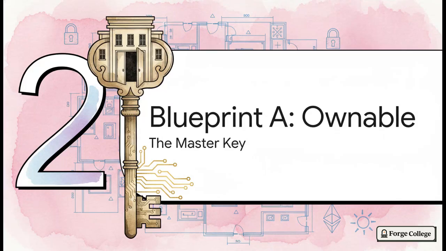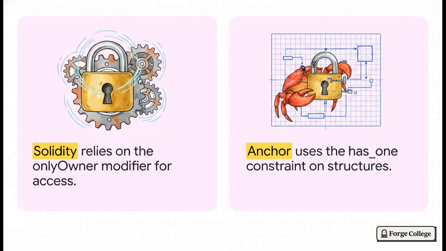Moving right along to Section 2, let's look at Blueprint A. This is the Ownable pattern, which is basically like handing over the master key. Now, what's really fascinating here is the architectural difference. On the Ethereum side, Solidity relies on a functional modifier, specifically the onlyOwner modifier for access control. It wraps the function logic. But Anchor handles this entirely differently. We actually enforce this right at the data structure level inside the config struct using a macro. We aren't waiting for the function to execute to check if you're the boss. We check the blueprint of the data itself before anything happens.